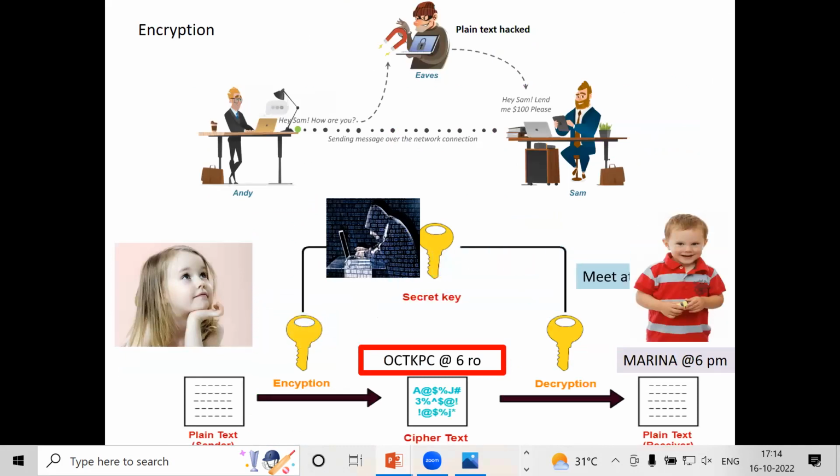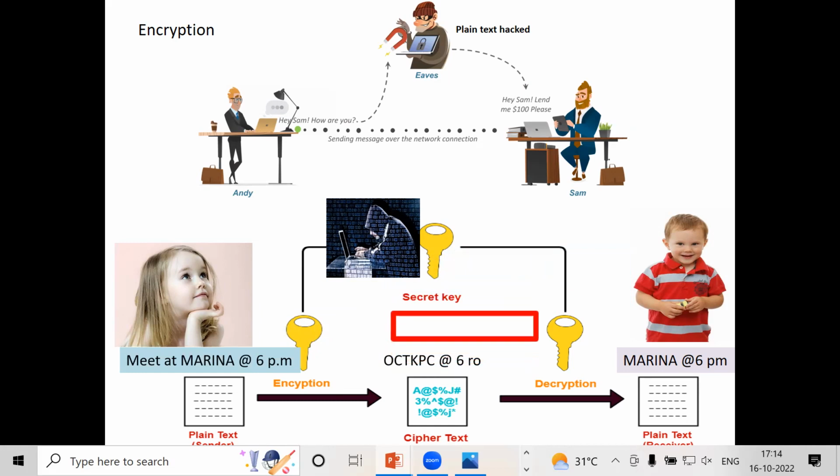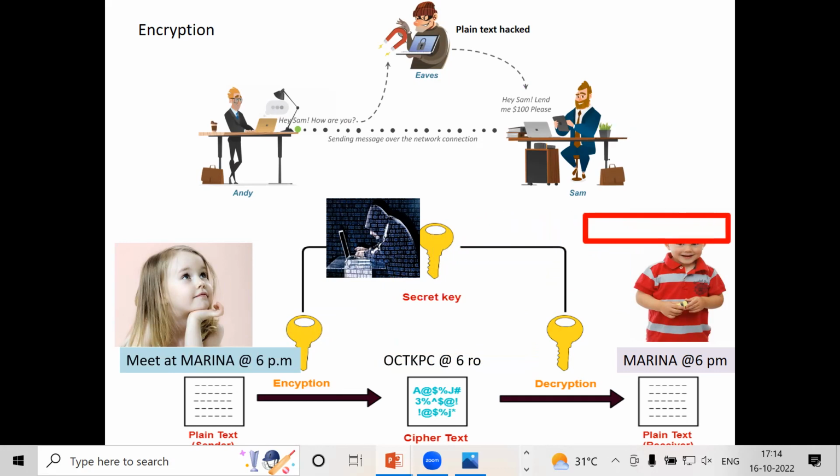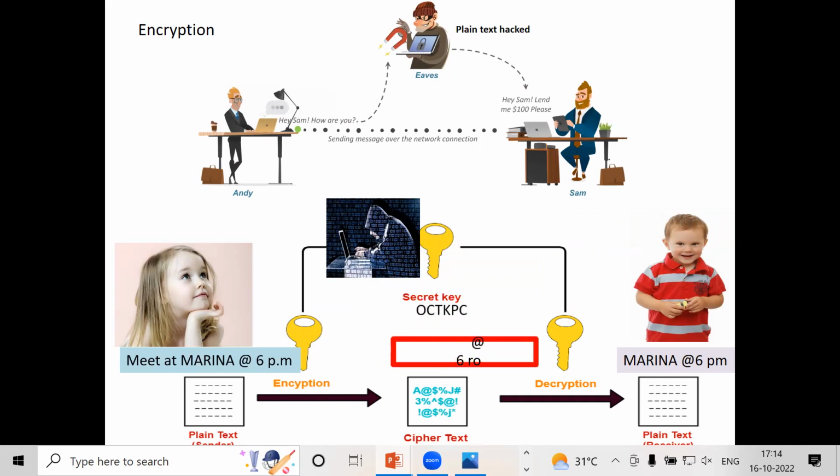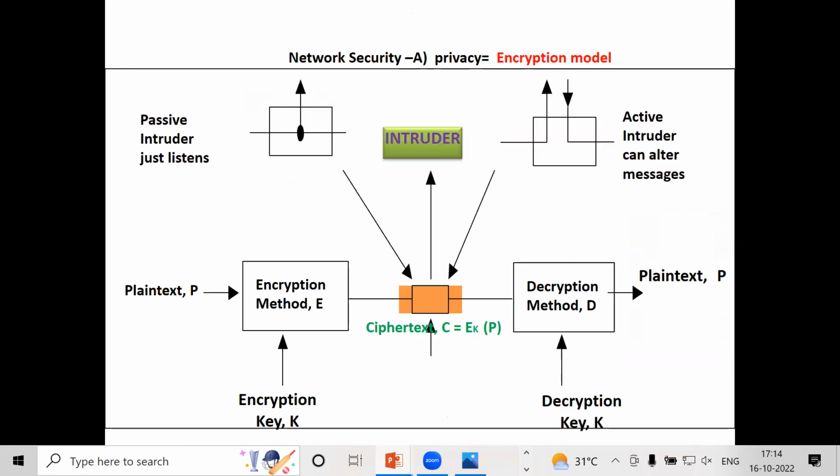So, meet at Marina 6. If it is known to the boy, the boy may go there and create danger. Therefore, the hacker should not accept it and should not understand it. So what do they do? They encrypt the data. Now the Marina has become OCT KPC. I converted this Marina into other letters. And now the boy is secret. So plain text is converted into ciphertext.